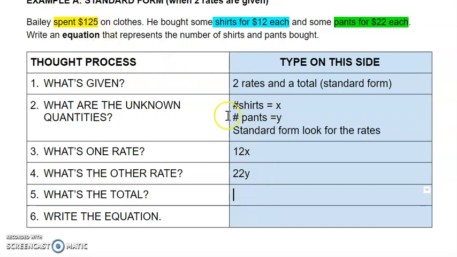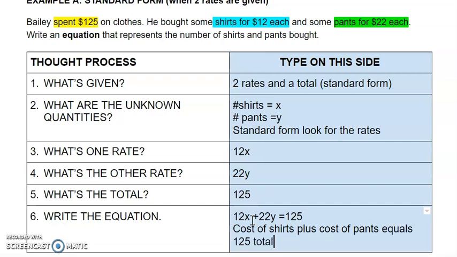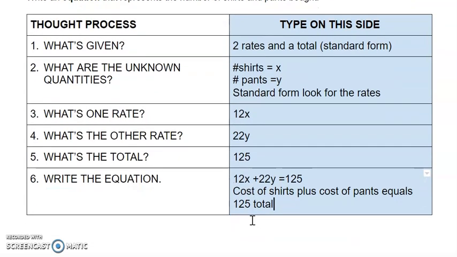The total I spent was $125. If I can figure out what my variables are and put these pieces together, then all it is, is the cost of the shirts plus the cost of the pants equals $125 total. That's what it means. And if you can read math with meaning, then it's not mysterious. Every variable means something. Every number represents something. Our job as mathematicians is to give the meaning.